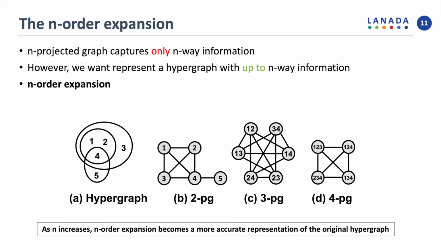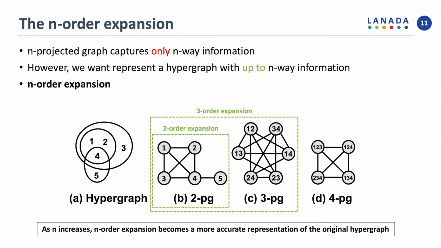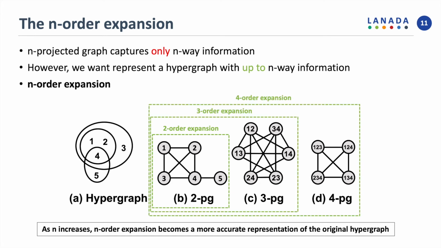Now, based on the n-projected graph, we will define the n-order expansion as a representation of the original hypergraph. Now, we use projected graph accumulation. So this is the 2-order expansion, this is the 3-order expansion, and this is the 4-order expansion. So we use up to n projected graphs. And as we increase n, the representation becomes more accurate.